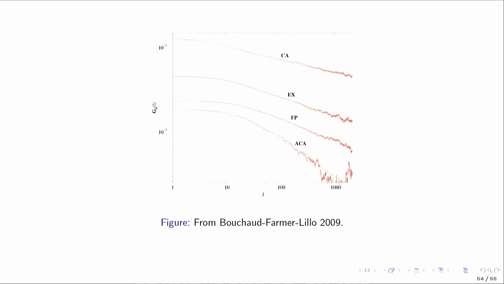And so what we say is that to solve this puzzle, how can it be that order flow is long-range correlated but prices are diffusive, you have to have some extremely slow adaptation of the market to what you're doing to get back to diffusivity.